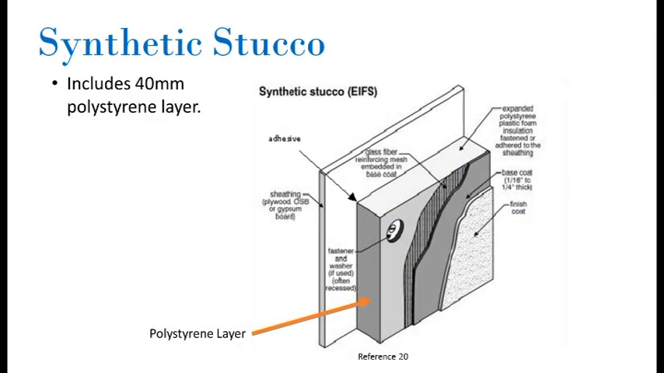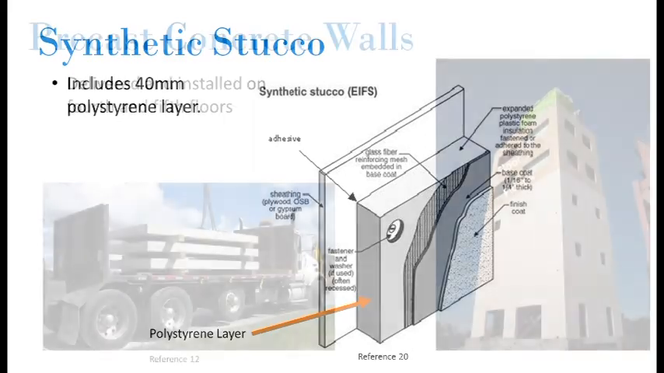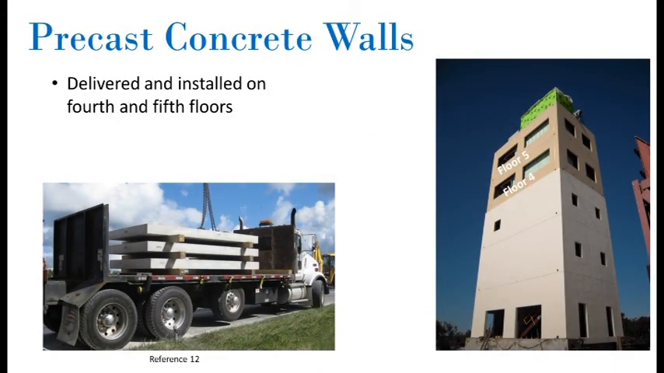Finally, the synthetic stucco, called the Exterior Insulation and Finish System, EIFS, was applied. This system consisted of a waterproof coat made of a 40 millimeter polystyrene layer. The precast walls were delivered and installed on the 4th and 5th floors of the building.